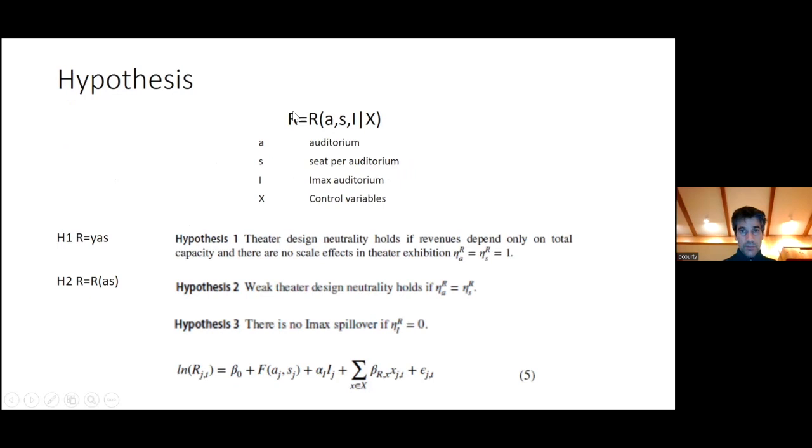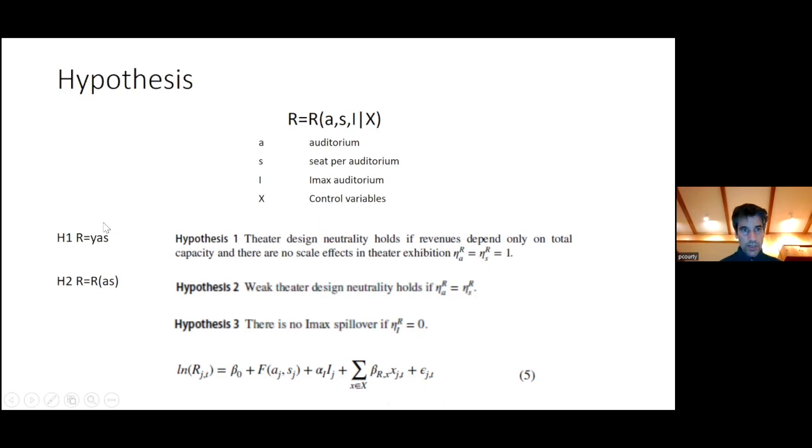So we're going to assume that the revenue from the regular auditorium, so excluding the IMAX auditorium, is a function of A, S, the theater design, and some external characteristics that we will control for. But for now, we can assume they are constant, right? That could be local demand, competition, and so on and so forth. That would be our control variable. And so let's ignore the X for now, because it's just a theoretical argument here.